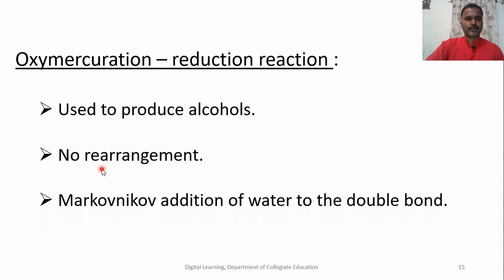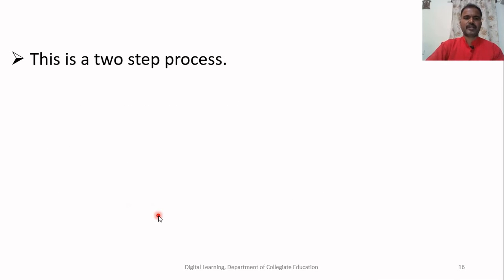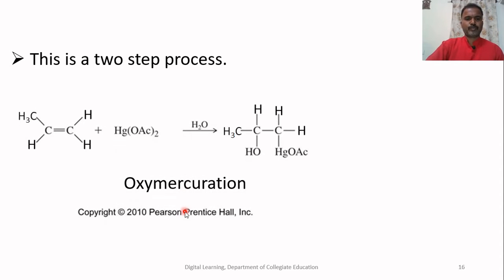The most important point to be considered in the oxymercuration reduction reaction is that it involves the addition of water to the double bond in accordance with Markovnikov's rule. And this reaction proceeds in two steps. Step 1 is called oxymercuration. It involves the reaction between an alkene and mercuric acetate. As a result of this, the alkene converts into an organomercuric compound.